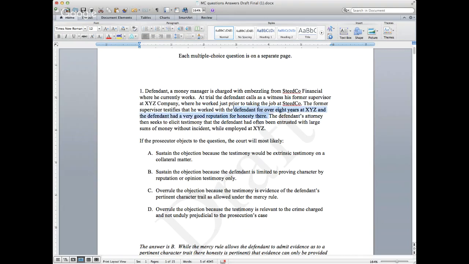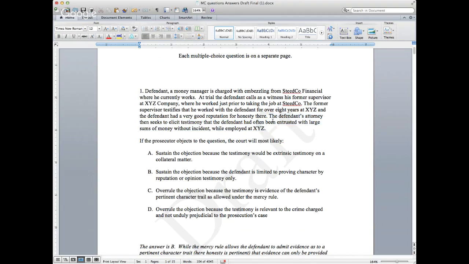So it seems like if we stop here, this is a character witness who's just testifying that he knew the defendant for over 8 years. That's how he knows what he knows, and that the defendant has a very good reputation of honesty, reputation and opinion. Next, the defendant's attorney seeks to elicit testimony that the defendant had often been entrusted with large sums of cash without incident while employed at XYZ.